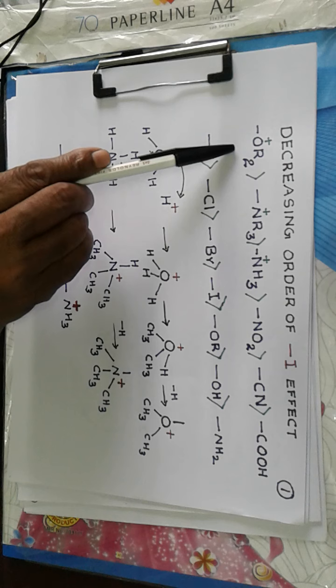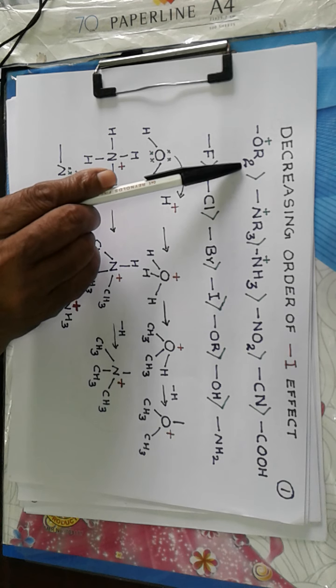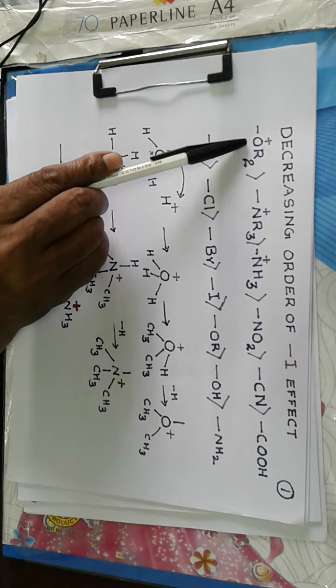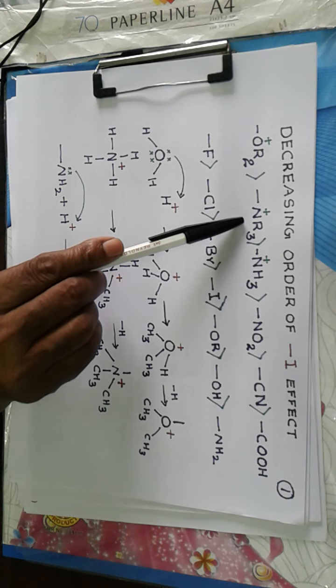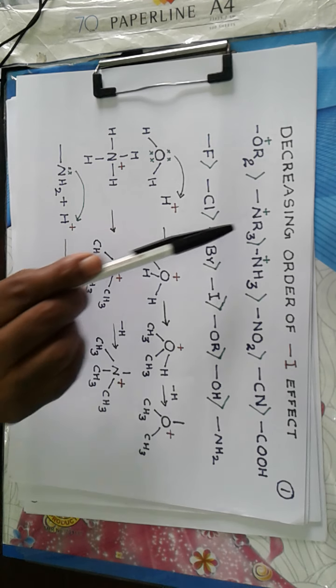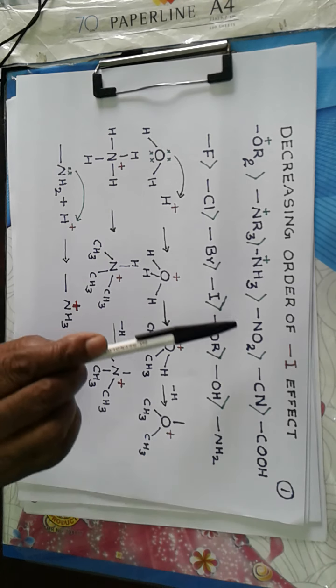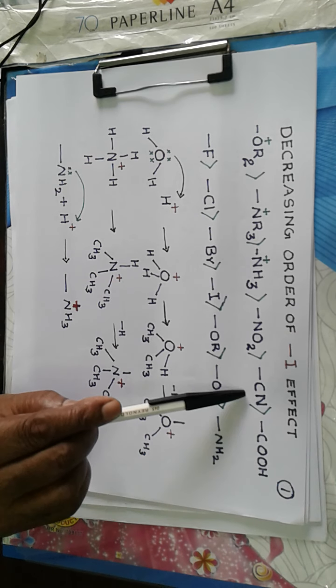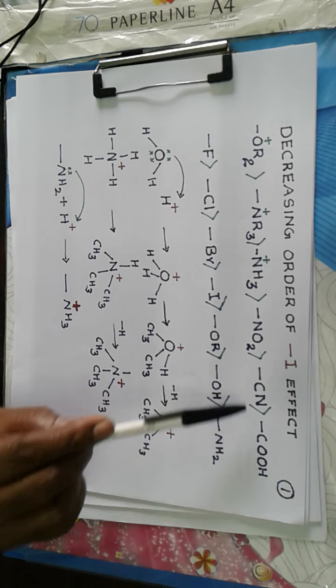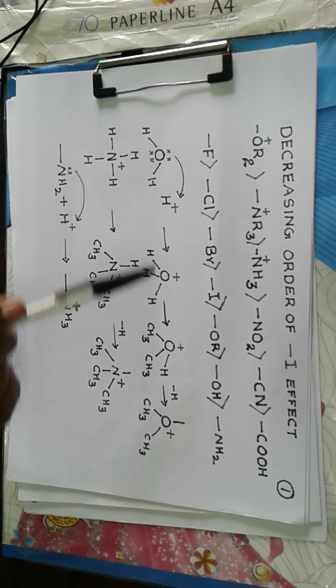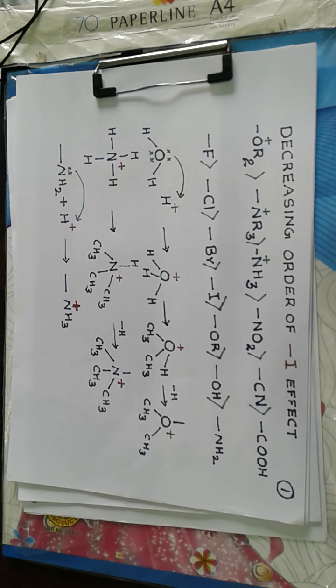First comes OR2 positive, that is dialkyl oxonium group. Then comes trialkyl ammonium group, and then ammonium group, nitro group, cyano group, carboxylic acid group, fluorine group, bromine group, iodine group, alkoxy group, hydroxy group, and finally amino group. Now this is the order of decreasing effect of minus I in strength.